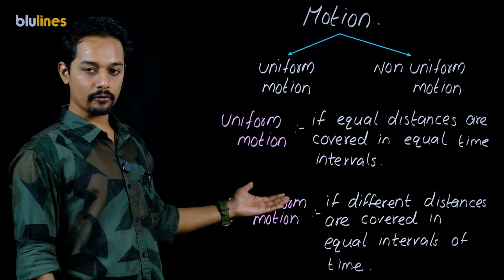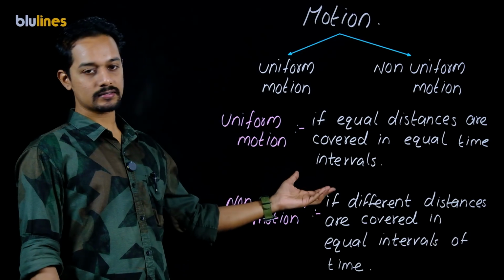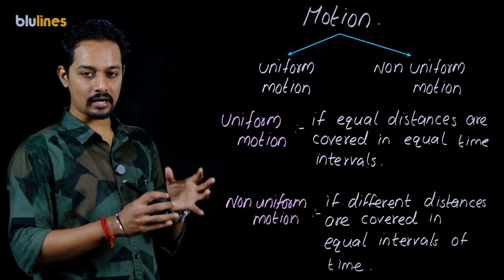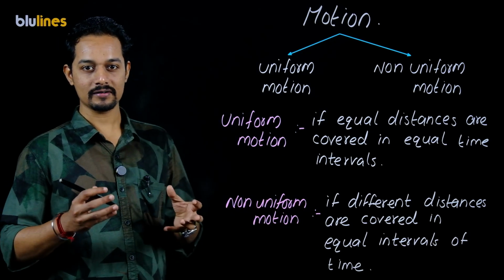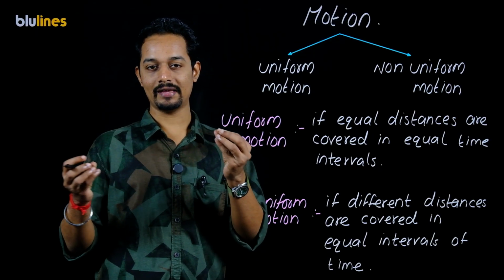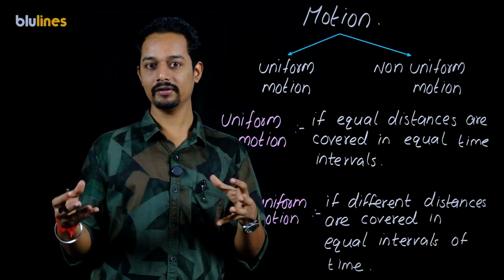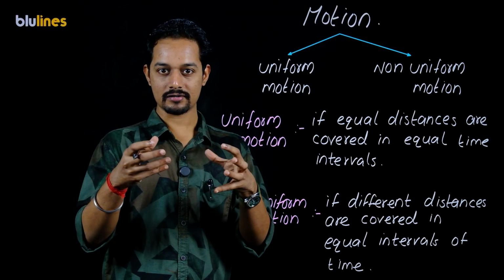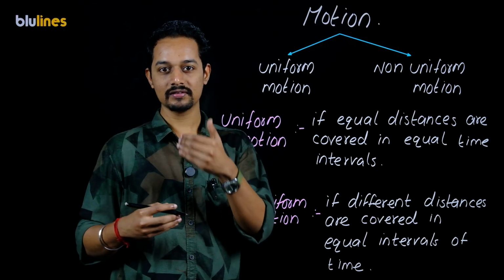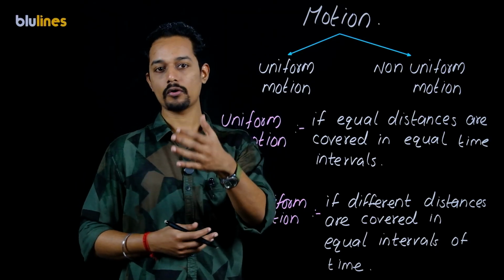Similarly, for non-uniform motion, different distances are covered by a body in equal intervals of time. Let me give you an example. Let's assume that we have a car. The car is in a traffic jam. The car stops, starts, so the motion of the car is discontinuous. This is an example of non-uniform motion.